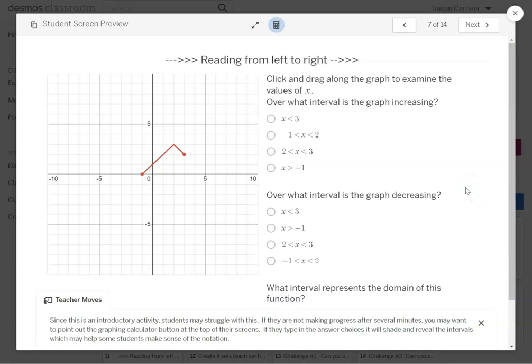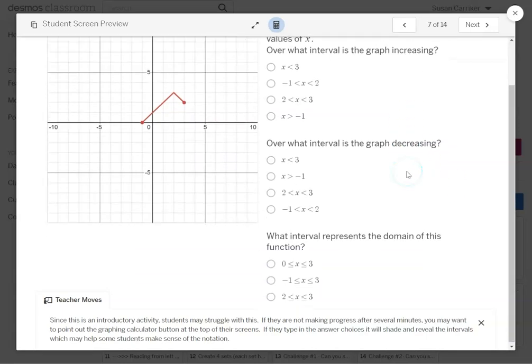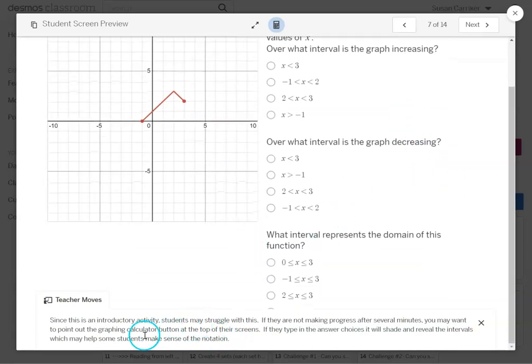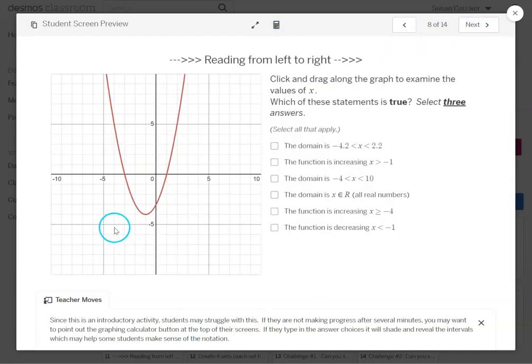So I don't really point that out to them right away, but if I do notice a kid is just sitting here and frustrated, or if they're just guessing and checking without even trying to look at the graph, then I'll direct them to the calculator. I'd rather them use the calculator and see it and get something out of the problem than not. So anyway, the shading sometimes helps, and it's there for them, so they should use it.